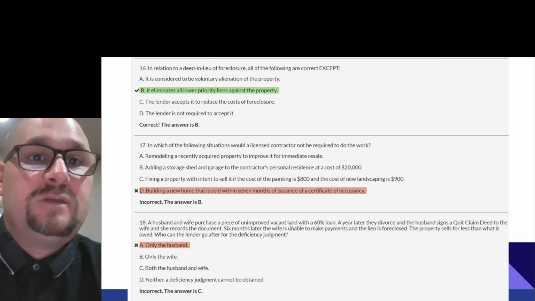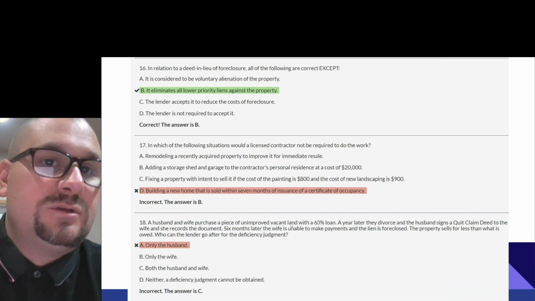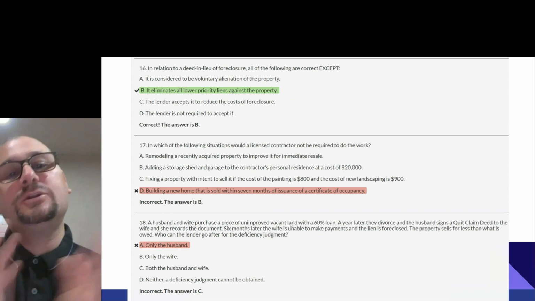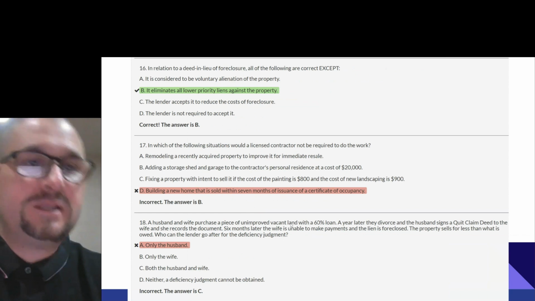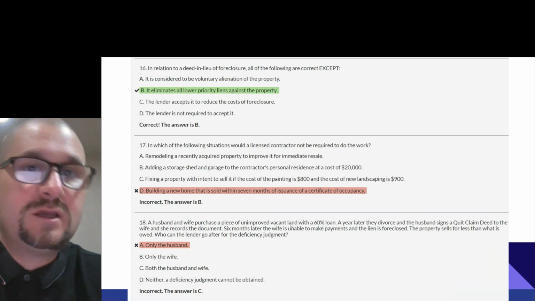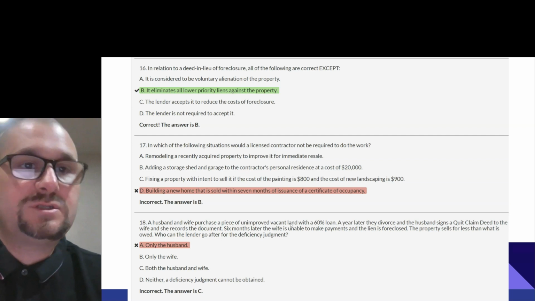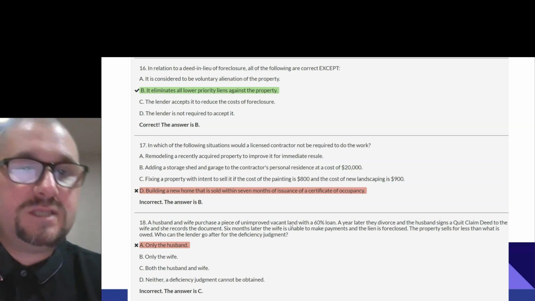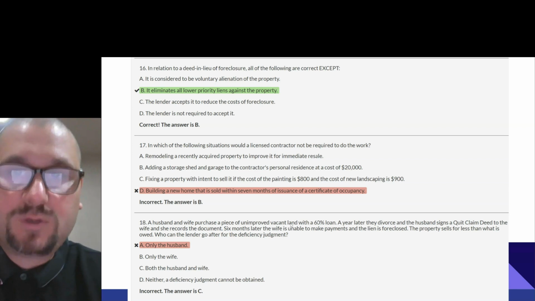Is it considered to be a voluntary alienation of the property? Yeah. Voluntary, that's a deed in lieu of foreclosure. You don't volunteer for foreclosure. But a deed in lieu of foreclosure is a voluntary alienation of the property. The lender accepts it to reduce the cost of foreclosure. The lender is not required to accept it. Yes.